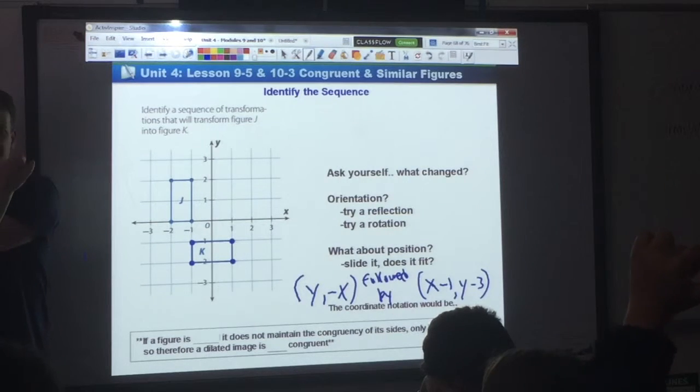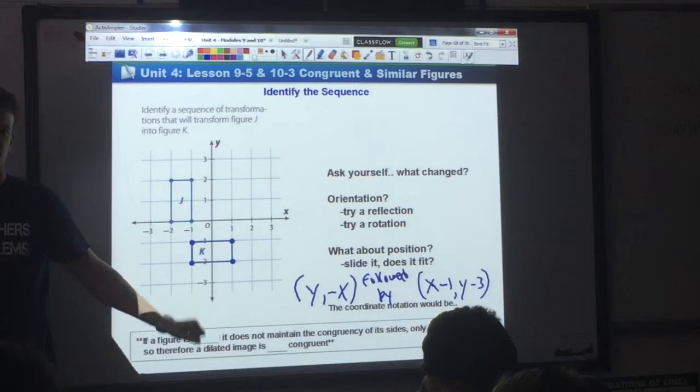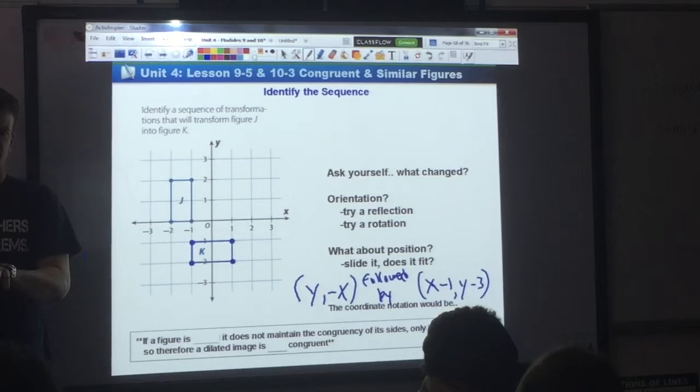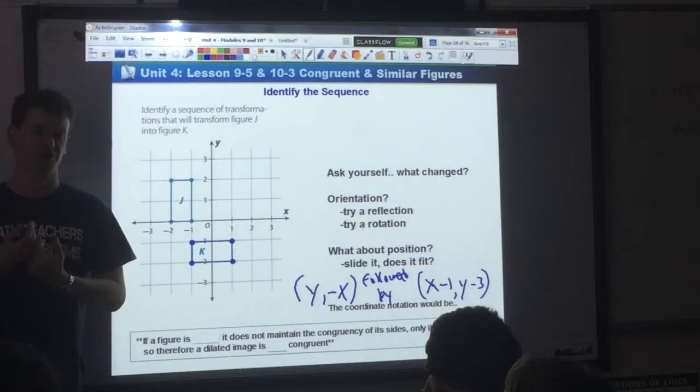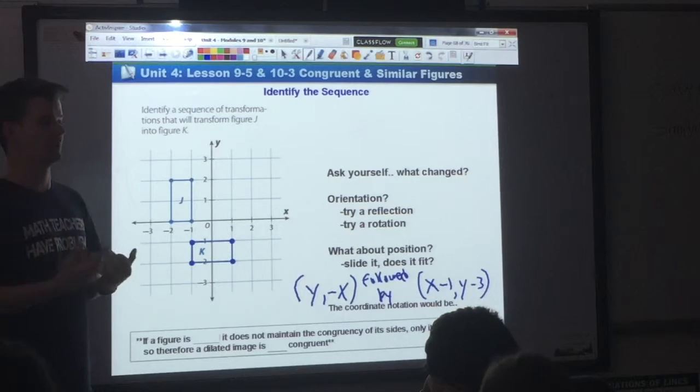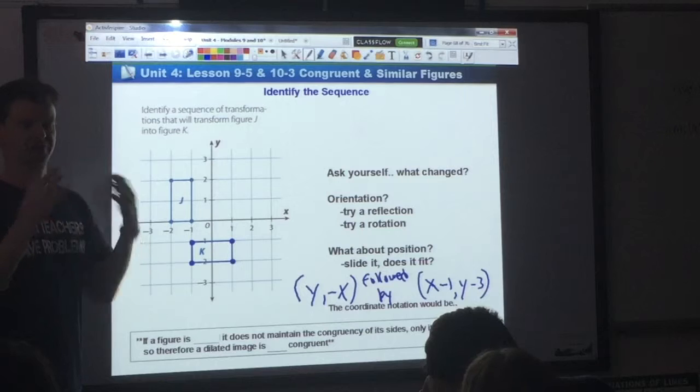Yes? Is this lesson just mostly about how to get from one to the other? Yes, that's the whole thing here. And there's lots of different ways to do it. This is more free form than most lessons because there's a lot of correct answers, not just one. But we're still looking for the most efficient answer.